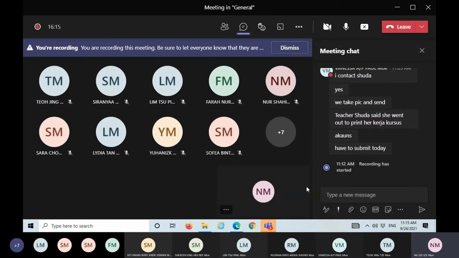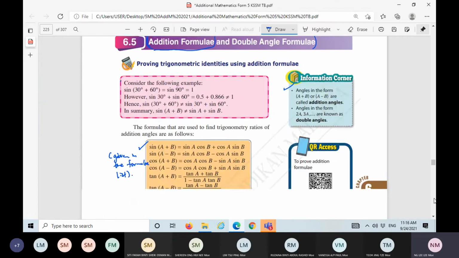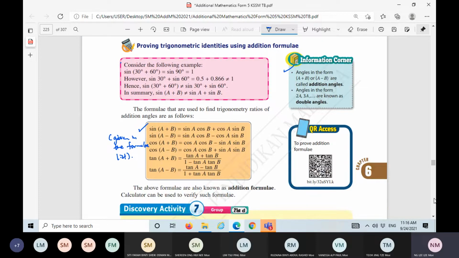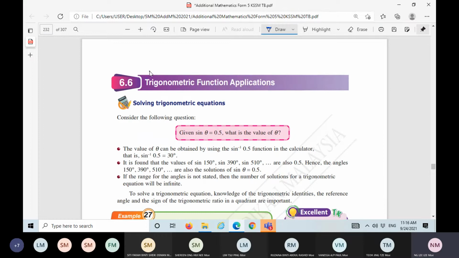Nobody wants to ask any questions, so I will continue the lesson. Today we will start 6.6. Subtopic 6.6, look at your textbook page 222. This one will be today's topic. How do we apply these trigo functions? So you write the index for today. Today is 24th.